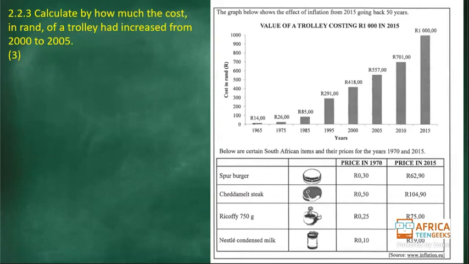And then question 3, calculate by how much the cost in rand of a trolley had increased from 2000 to 2005. By how much in rand of a trolley had increased from 2000 to 2005. So by how much? Let's do our calculations here. We are focusing on these particular years, from 2000 to 2005, these 2 years.